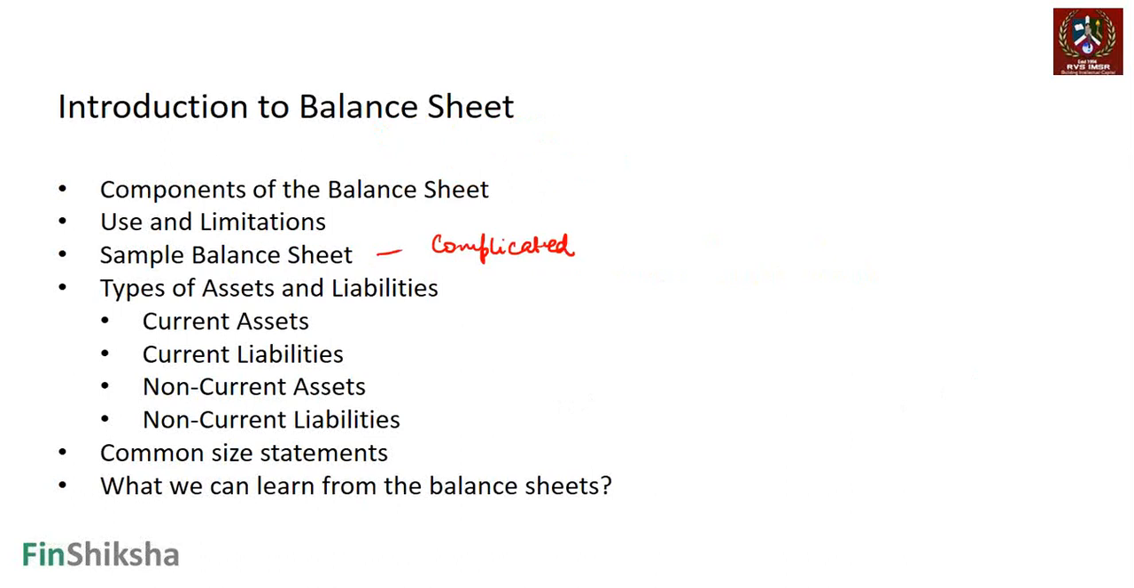Then in terms of the assets and liabilities, we're going to look at the various types of assets and liabilities that are there, which is current assets, current liabilities, non-current assets, non-current liabilities, and common size statements, where we make the balance sheets comparable across years and across different entities. And what we can learn from the balance sheets is what we will try and gather, right? So what do balance sheets tell us? What is the information that is available to us? And why is it important to ensure that we understand balance sheets of the company well before going ahead, right?